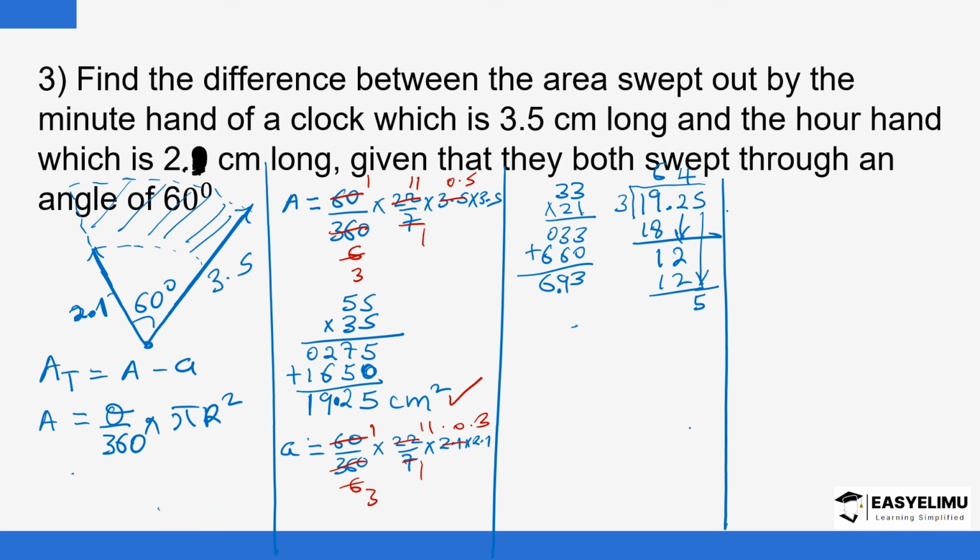3 goes into 5 once, and 1 by 3 is 3. After this, you can add as many zeros as possible. So you'll drop the next 0 here. So 3 goes into 20 6 times, 6 by 3 is 18. So again 2, you drop the next 0. So that is going to be 6, 6, 6, 6, 6. So what is that?